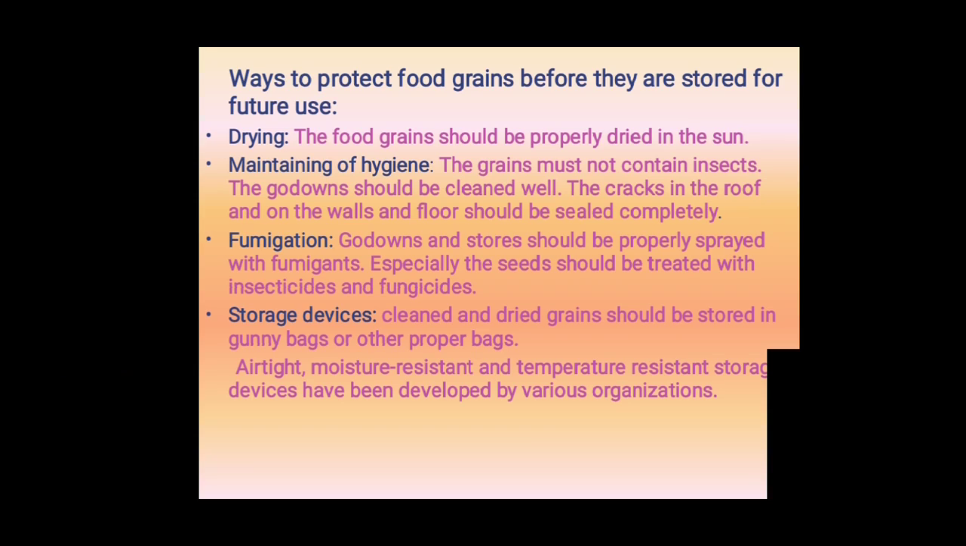Third one is fumigation. Godowns and stores should be properly sprayed with fumigants. Fumigants are heating substances. Especially the seeds should be treated with insecticides and fungicides. Fourth one is storage devices. We are using different types of instruments for the storage. Cleaned and dried grains should be stored in gunny bags or other proper bags. Airtight, moisture resistant and temperature resistant storage devices have been developed by various organizations. These are the different ways to protect food grains before they are stored for future use.